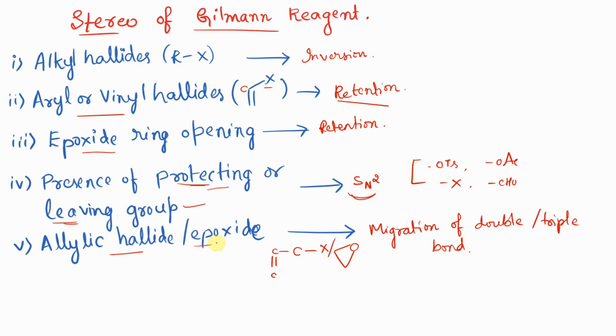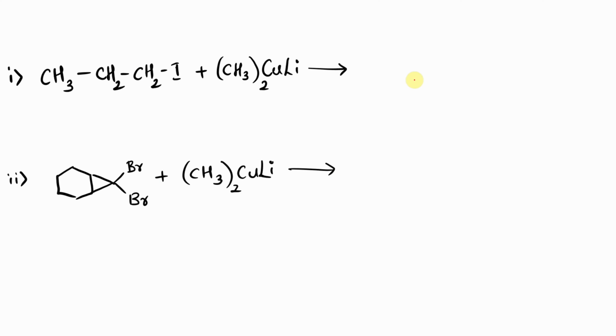Okay, so these are the simple Gilman reagent actions. Now first we will discuss the alkyl halide and aryl or vinyl halide examples of Gilman reagent. In the next video we will learn more about the epoxide ring opening, presence of protecting or leaving group, and about the allylic halide and epoxide. Okay, so now example 1.